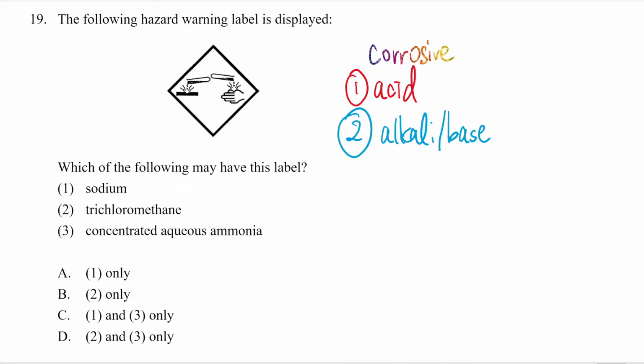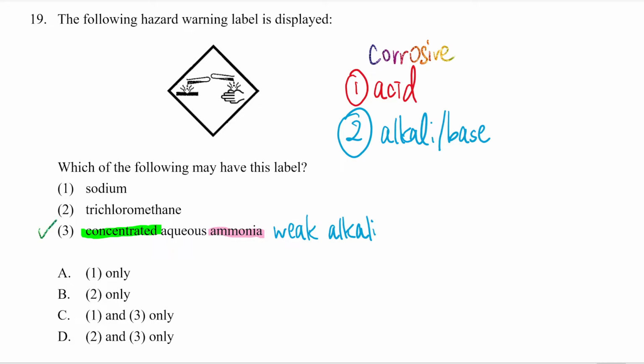So among these three options, let's first see which one is an acid or alkali. Over here, you can see that we have ammonia. Ammonia, as we know, is a very typical example of a weak alkali. And actually in DSE, there is only one example of a weak alkali, which is ammonia. Because ammonia is a weak alkali, we would need to verify its concentration. Here, it is concentrated aqueous ammonia. It's concentrated, which means definitely this is corrosive.